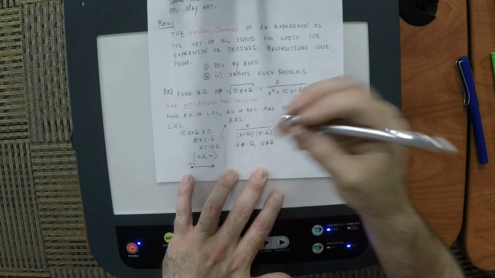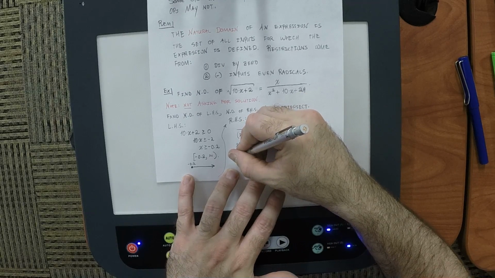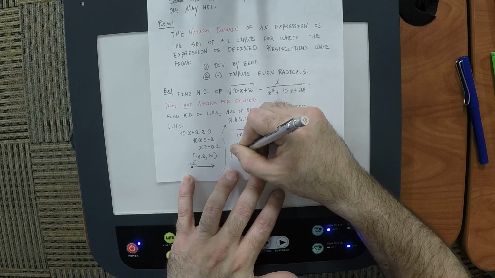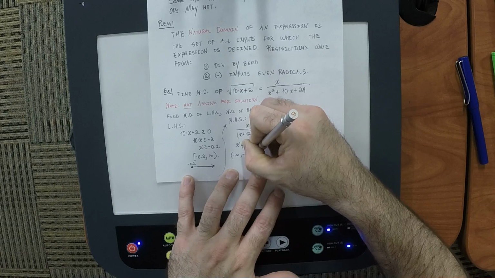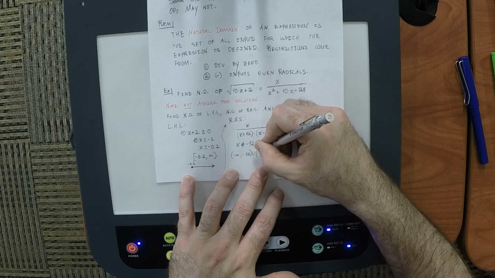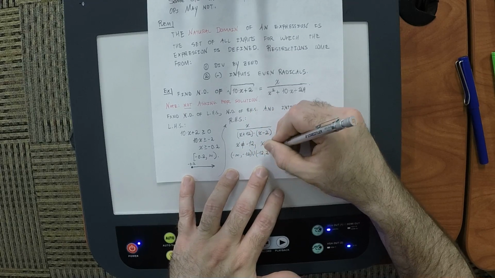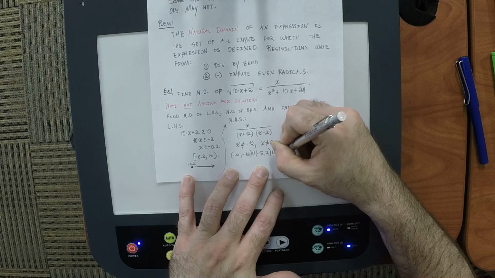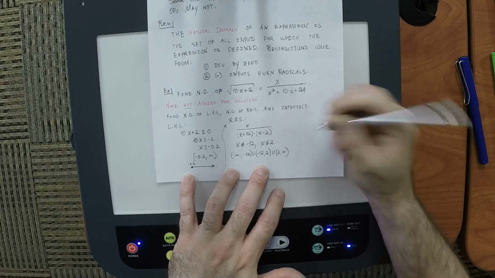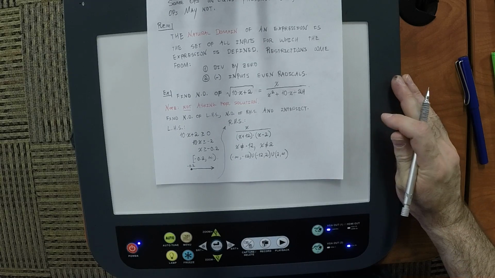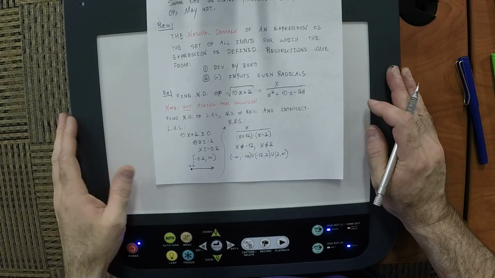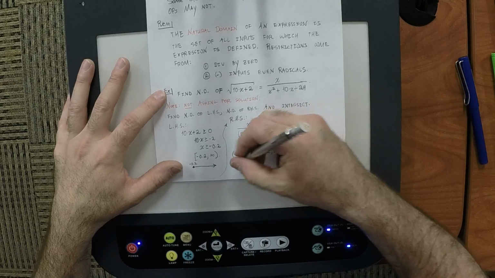So you could write this, if you so desired, in interval notation as negative infinity to negative 12, union negative 12 to 2, union 2 to infinity, which is altogether a complicated way to say all the numbers are fine except those two.